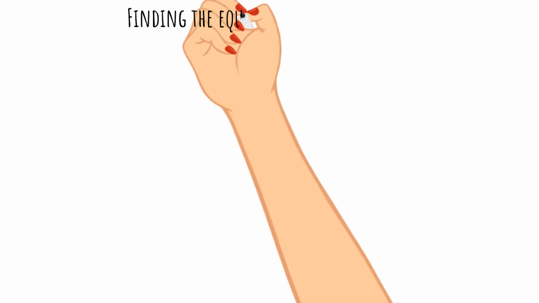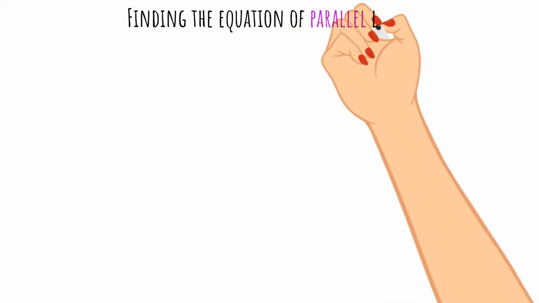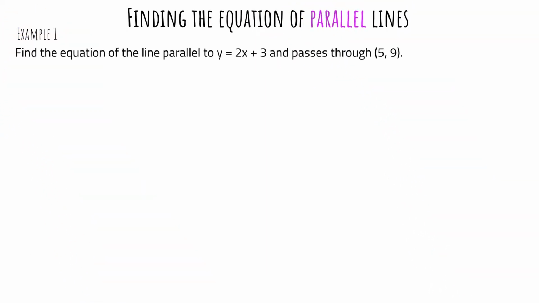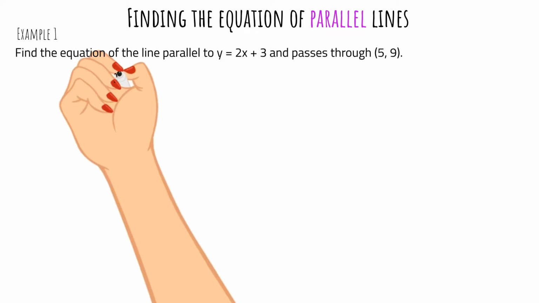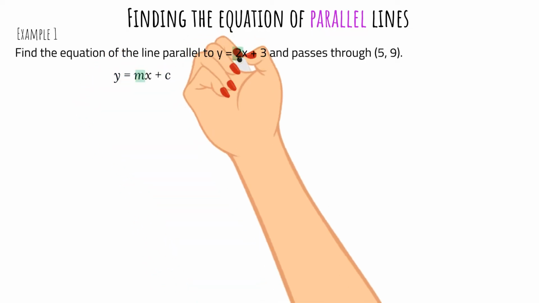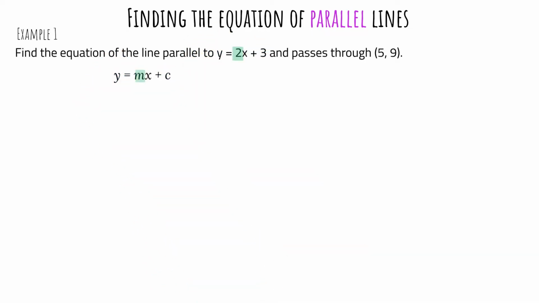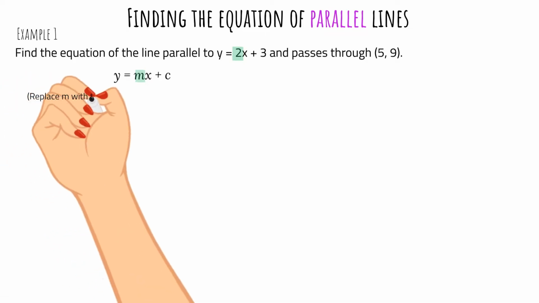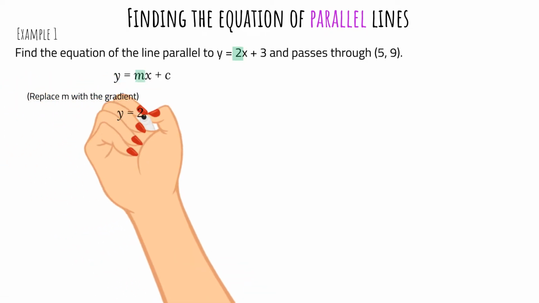Now let's look at finding the equation of a parallel line that goes through a specific point. So here's an example. We want to find the equation of a line parallel to y equals 2x plus 3, but it has to pass through 5, 9. Well, we know that y equals mx plus c, and we immediately know m because a parallel line has to have the same gradient as what it is parallel to. So we can replace m with the gradient. And y is equal to 2x plus c.